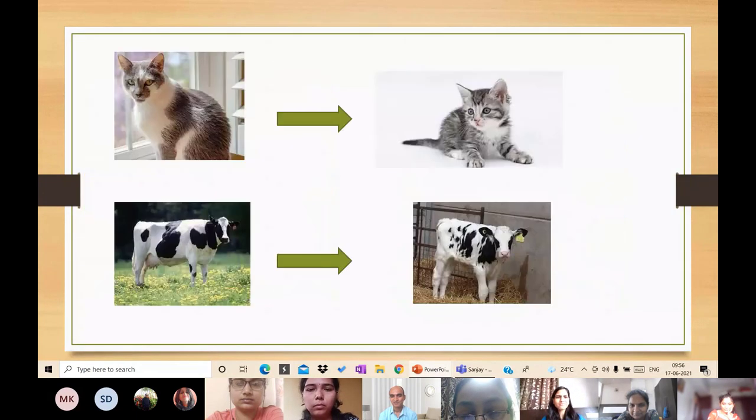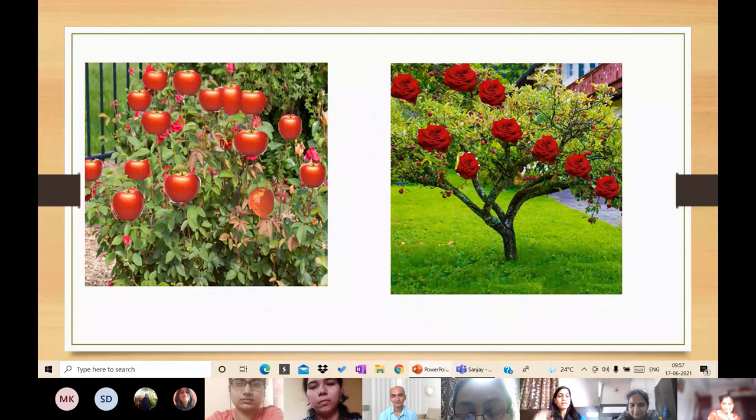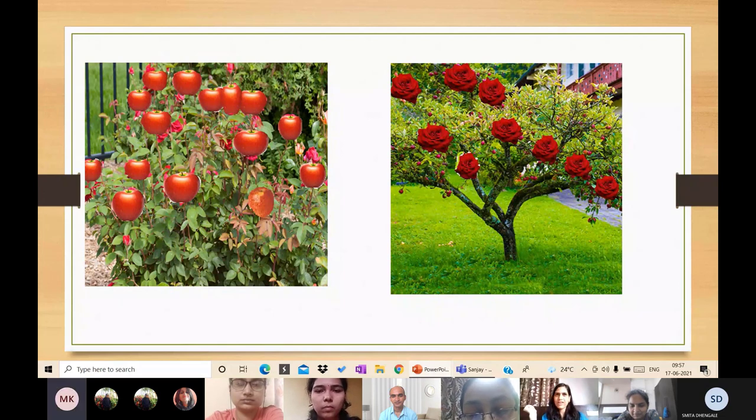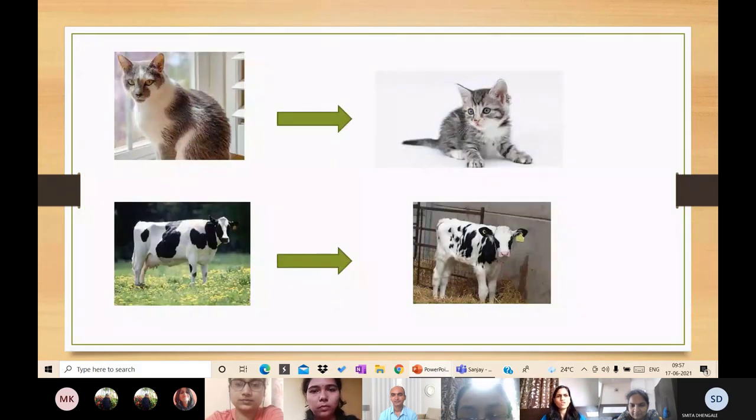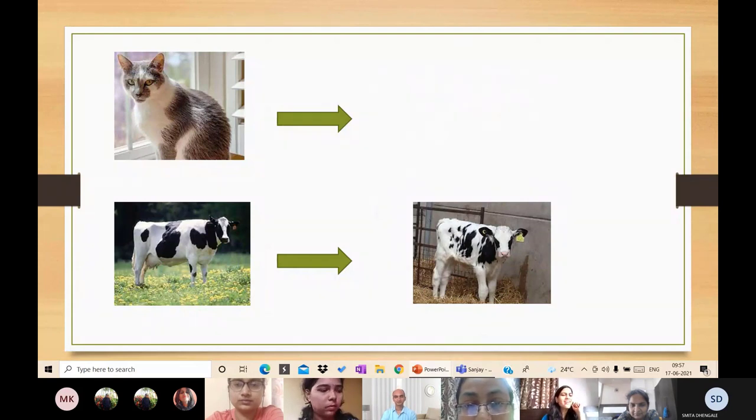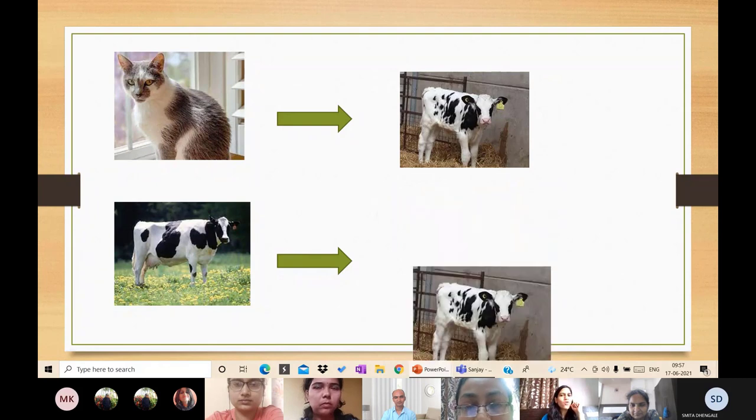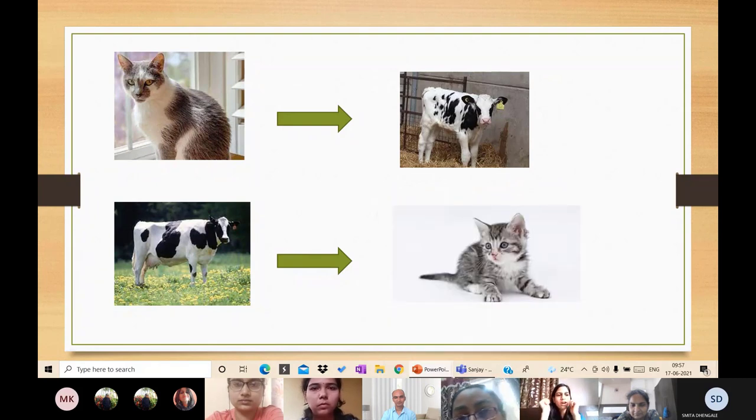I have some more. What do you call the young one of a cat? Kitten. Okay. And a young one of a cow? Calf. Very good. So let's jumble them up. What we can do? We can think that a cat is giving birth to a calf and a cow is giving birth to a cat. Oh my god, it's really interesting to think about this higgledy-piggledy kind of imagination, right? But as Rashmi said, it is impossible, right? It is very impossible.